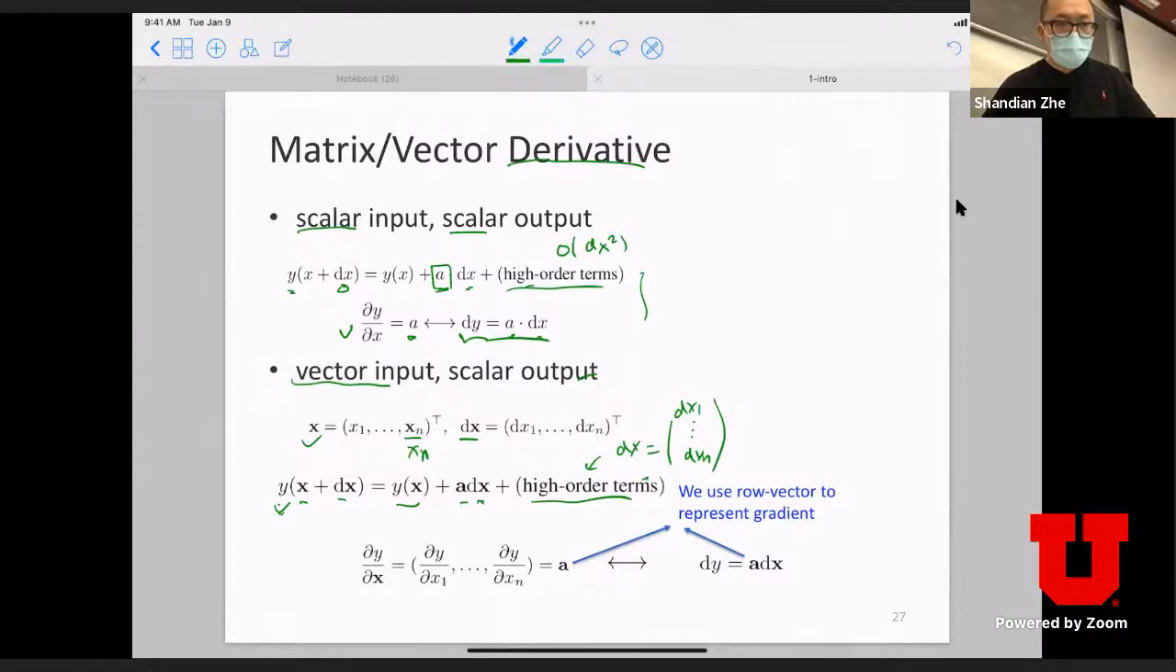Here dx is a vector, and A is actually a row vector. So A times dx will give you a scalar. Okay? So now we define our partial derivative of y with respect to x, which is the partial derivative of y with respect to each element in x, as A.